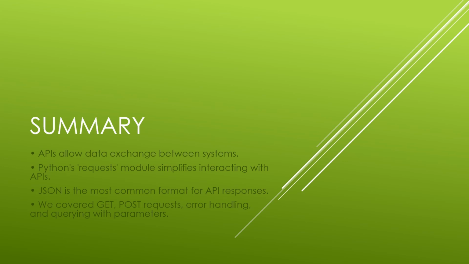To summarize, APIs allow us to exchange data between systems. In Python, we use the requests module to make HTTP requests and work with APIs. JSON is the most common data format, and we can handle GET, POST, and other HTTP methods. Don't forget to handle errors and query parameters when needed.